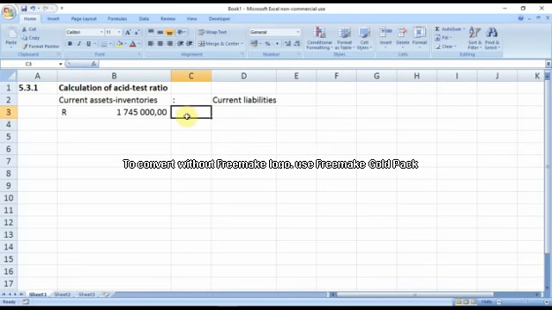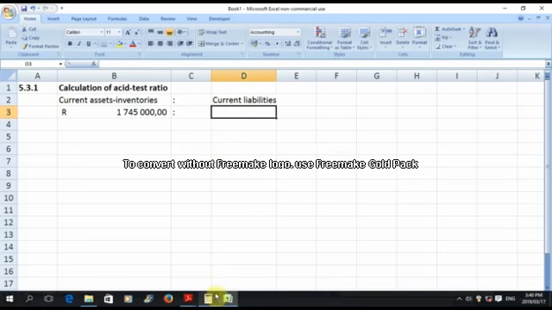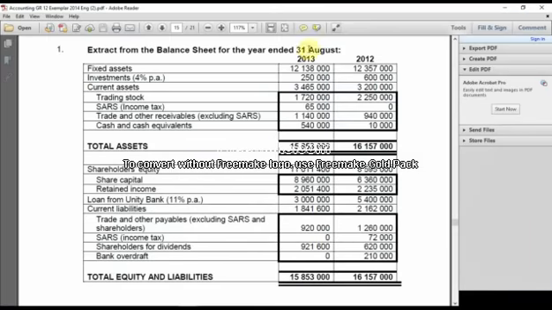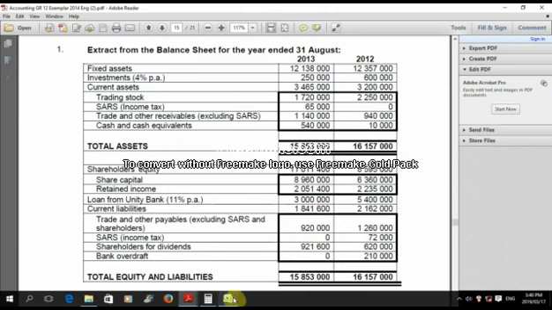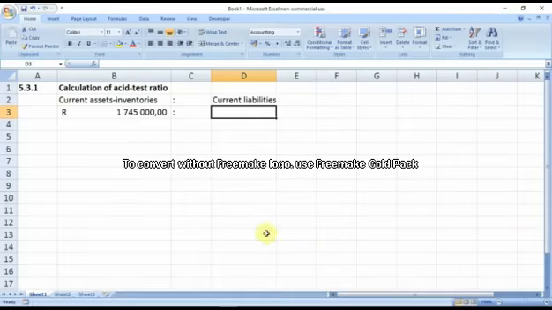And that we have to express as a ratio to our current liabilities. So for 2013 we have our current liability section. It's 1,841,600.